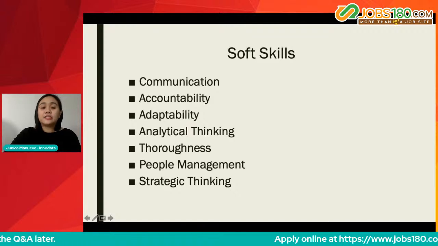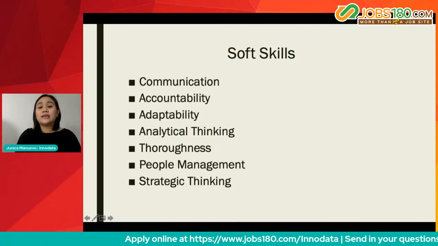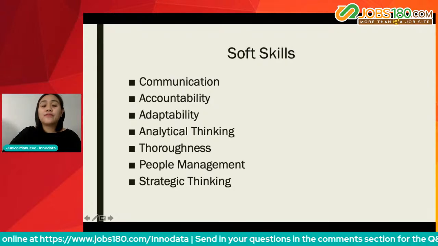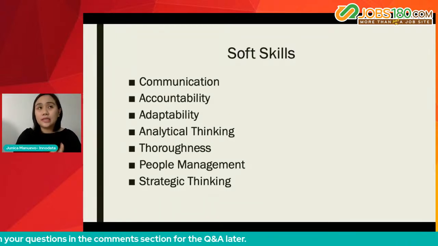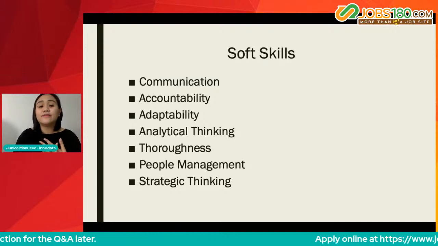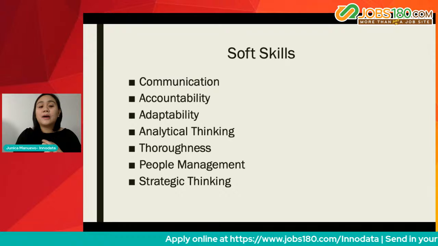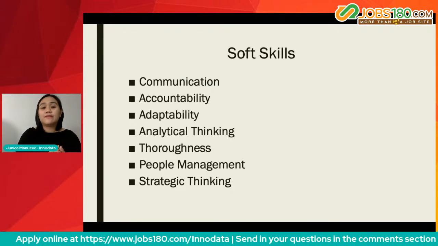That's for people management. And then next is strategic thinking. So strategic thinking is also for supervisors and for managers. So ability to think ahead and to look or to seek for new opportunities that may arise. So therefore, it involves analyzation, goals, vision, and action plan. So that's for soft skills.